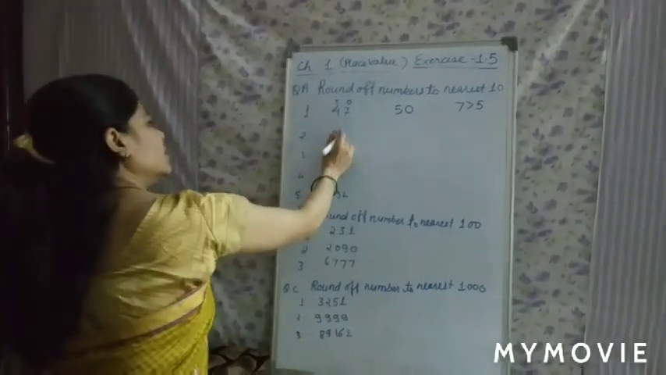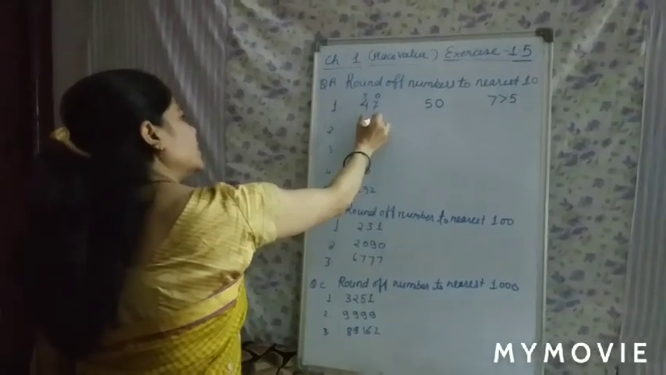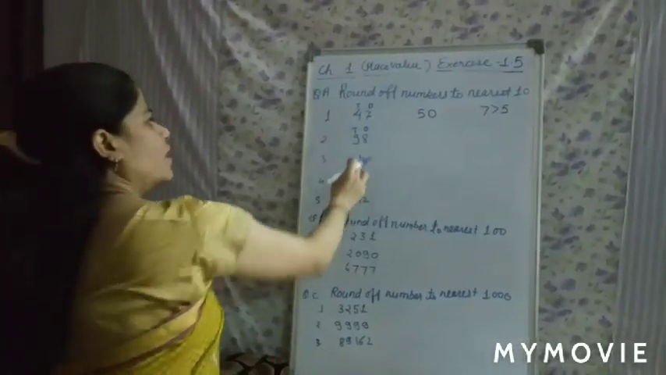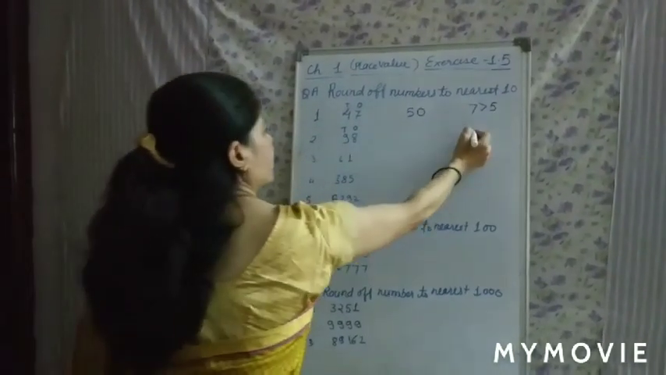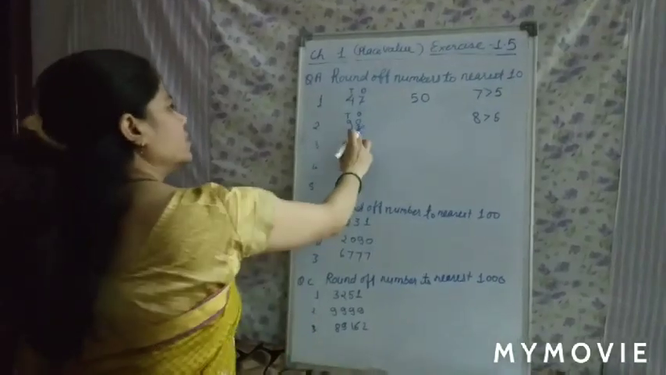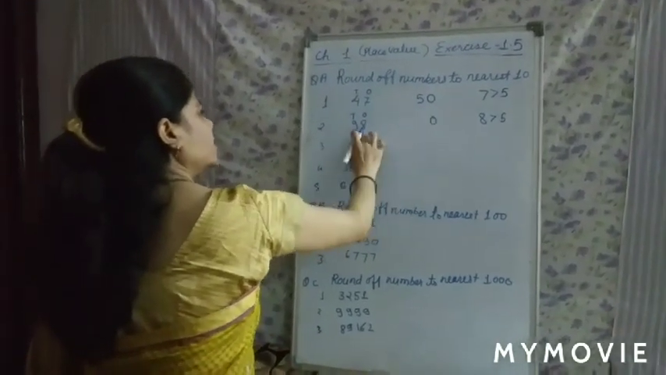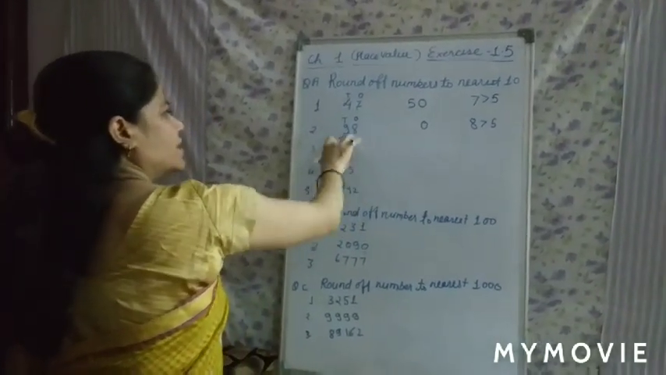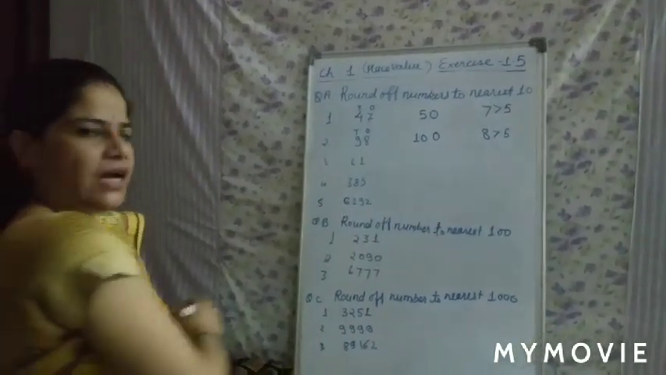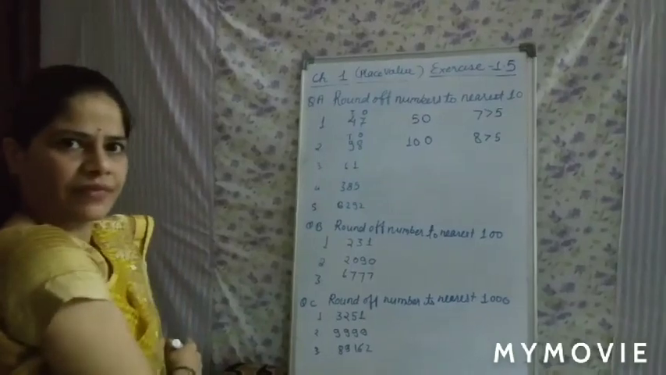Now next is 98. In this number, in the ones place here is 8 and in the tens place here is 9. Now you have to compare the digit 8 with 5. Here 8 is greater than 5, so put 0 at the place of 8, and then you have to write the next digit of 9, which is 10. So the answer will be 100.